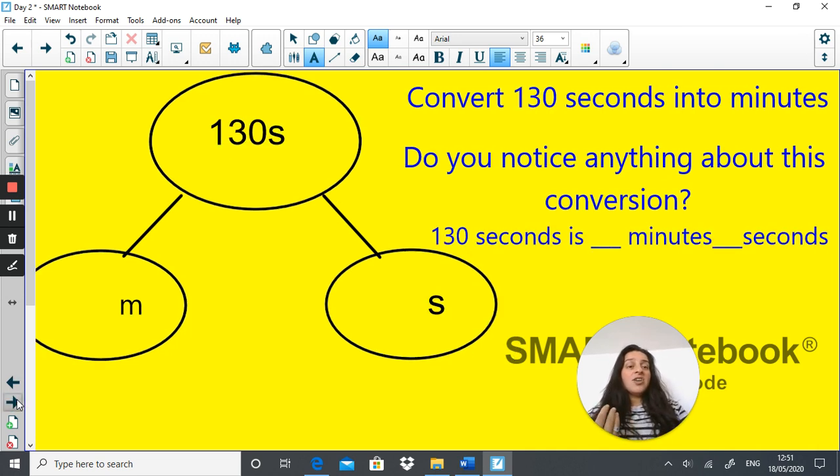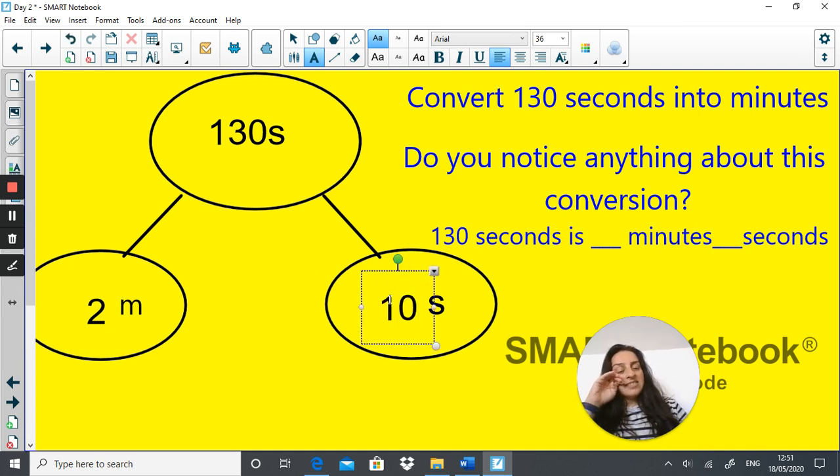Okay, convert 130 seconds into minutes now. Off you go. So 130 seconds divided by 60 is actually 2, and you have a remainder. Because 60 goes into 130 twice. You have 60, you have 120. So it would actually be 2 minutes. And what you have left over is 10 seconds.